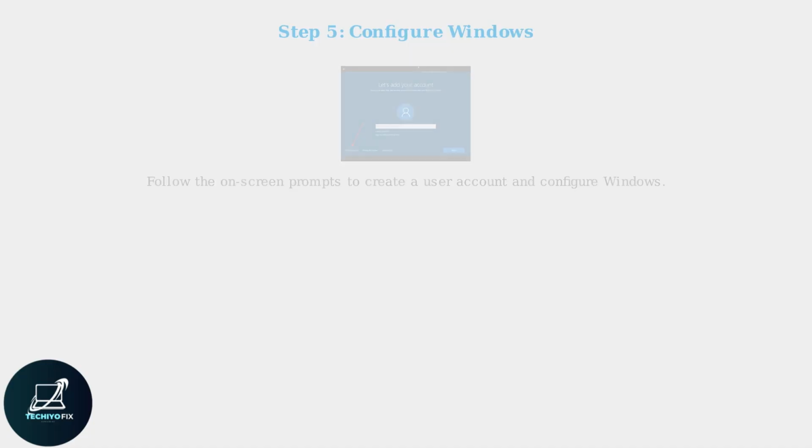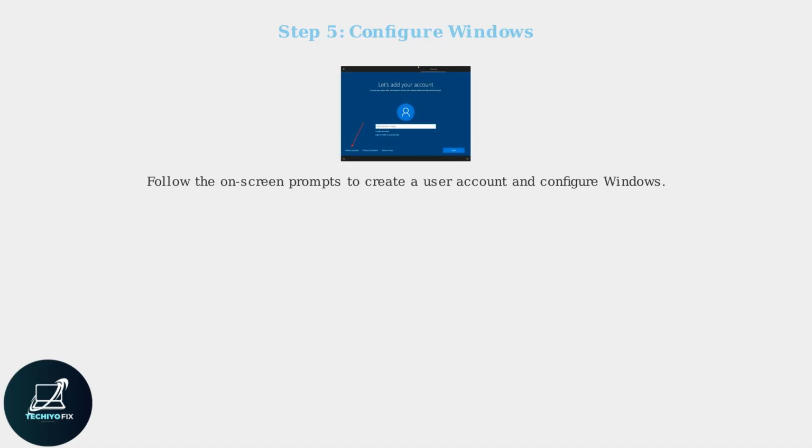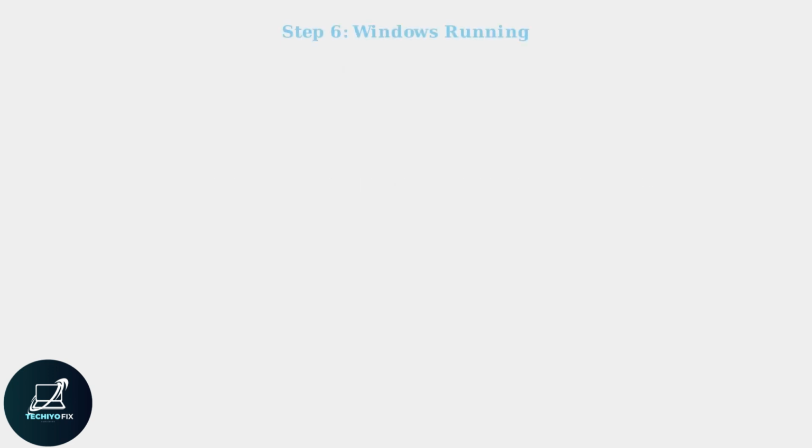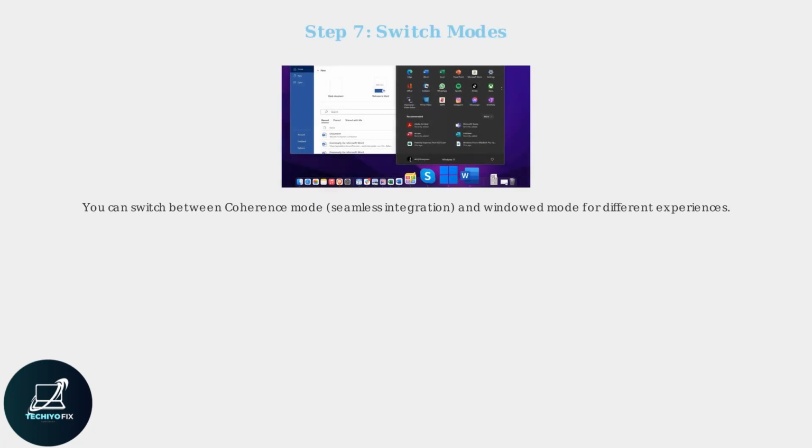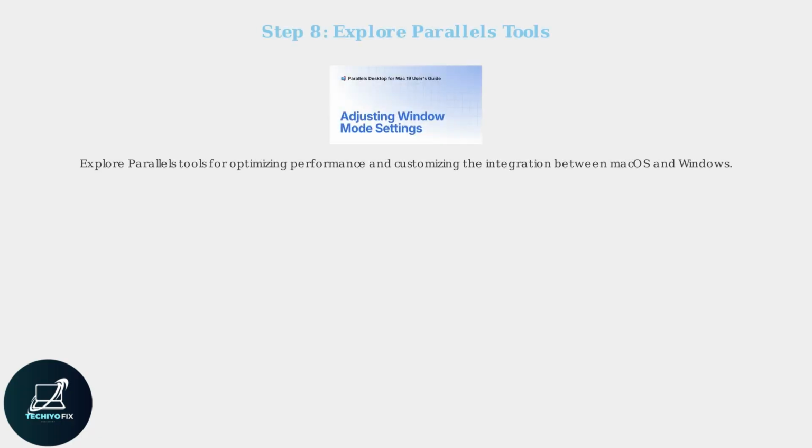Follow the on-screen prompts to create a user account and configure Windows. Once the installation is complete, Windows 10 will run in a window on your Mac desktop. You can switch between coherence mode, seamless integration, and windowed mode for different experiences. Explore Parallels tools for optimizing performance and customizing the integration between macOS and Windows.